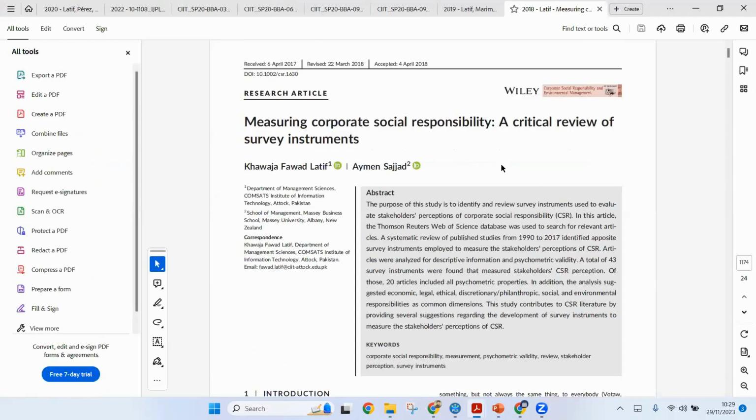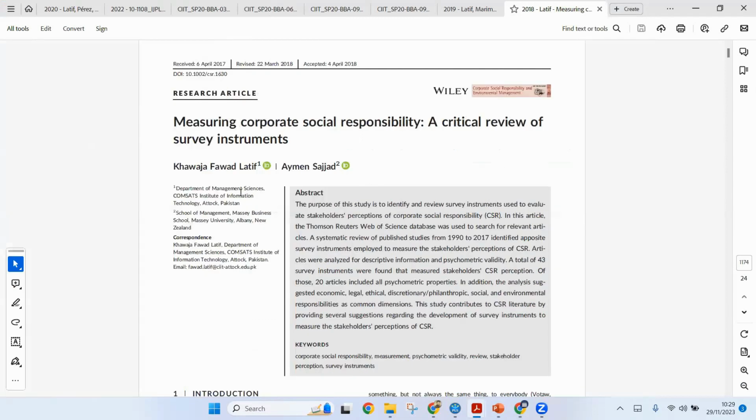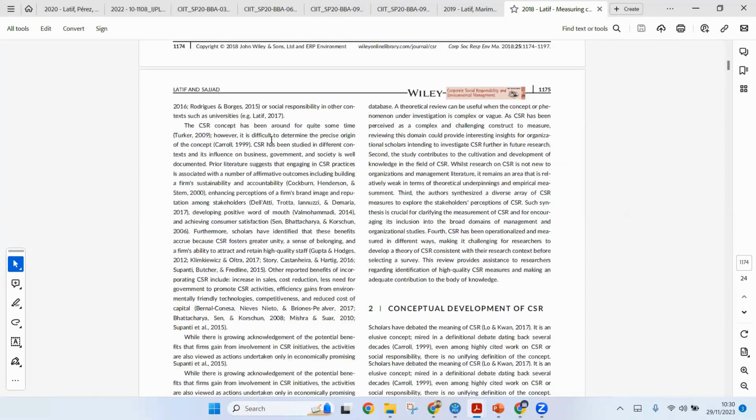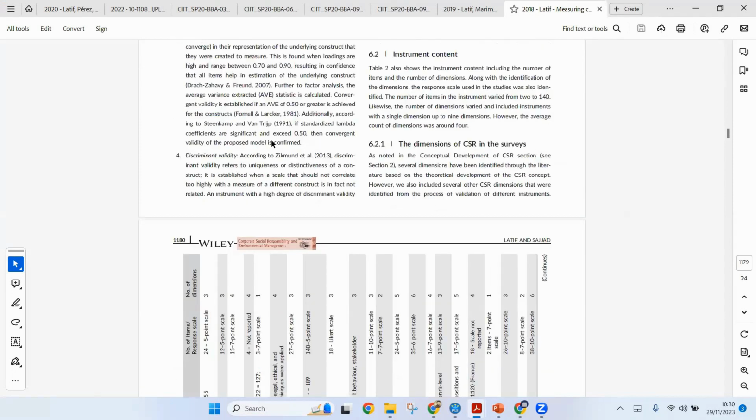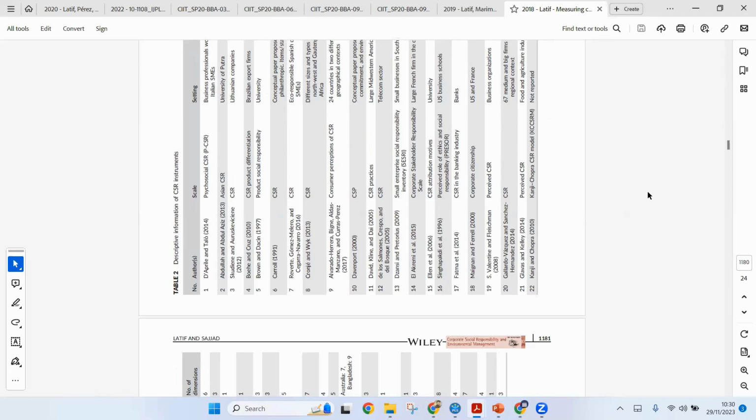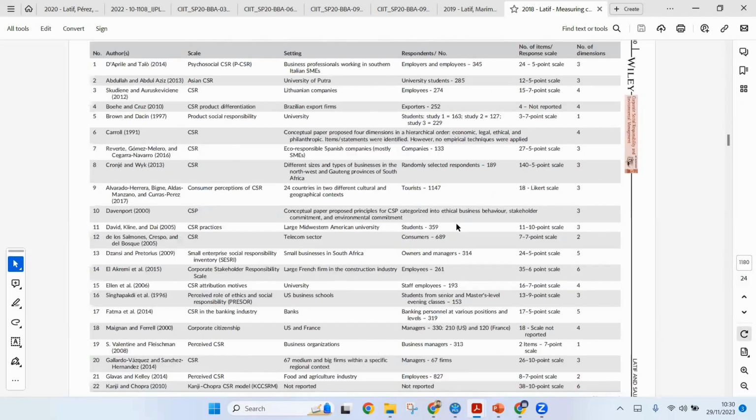So here is a paper that we did way back in 2018. In this, we reviewed the survey instruments for measuring corporate social responsibility. What happened here was that there were 43 scales at that time to measure corporate social responsibility, and each of those scales has different dimensions. Some of them had 4, some had 3, some had 6.